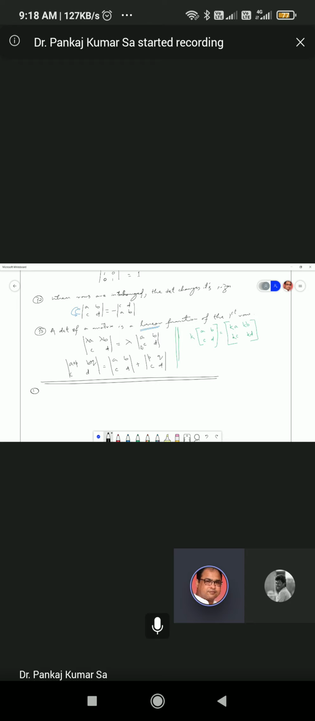So basically we can extend this and say that the determinant is a linear function of all rows. And later on we will find that it's not just rows, it's also columns.